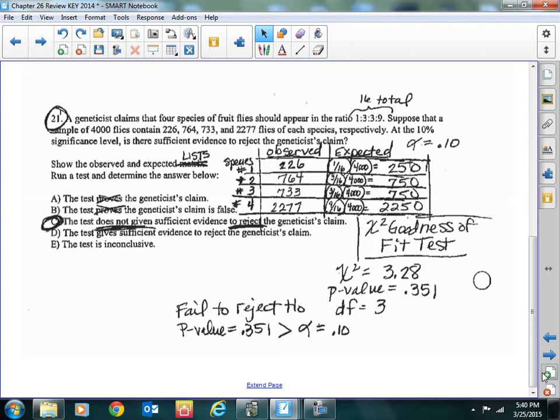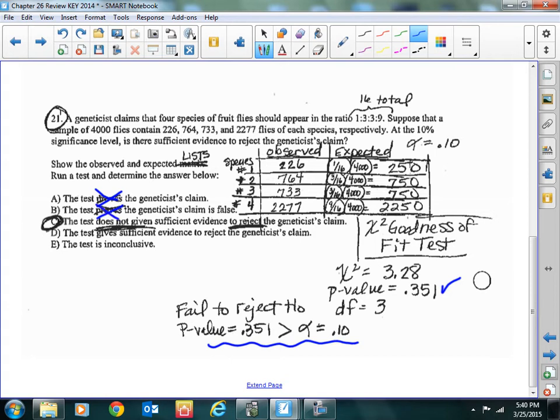Run the chi-squared goodness of fit test. And you get a chi-squared of 3.28, p-value of 0.351, which is plenty big, such that you would fail to reject. So first of all, never say proves the geneticist claim. The test does not give sufficient evidence to reject the geneticist claim is the correct way to say that. Of course, if you rejected it, D would be the best way to say that.